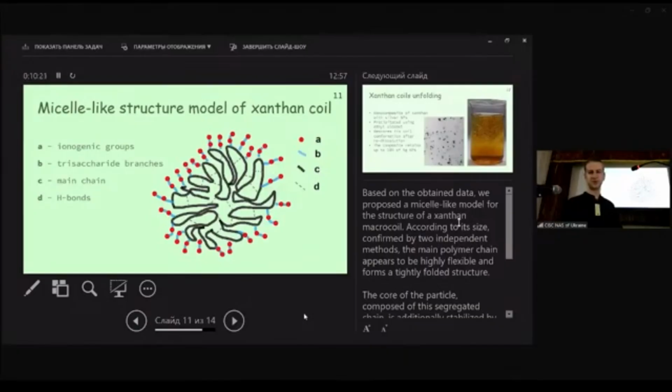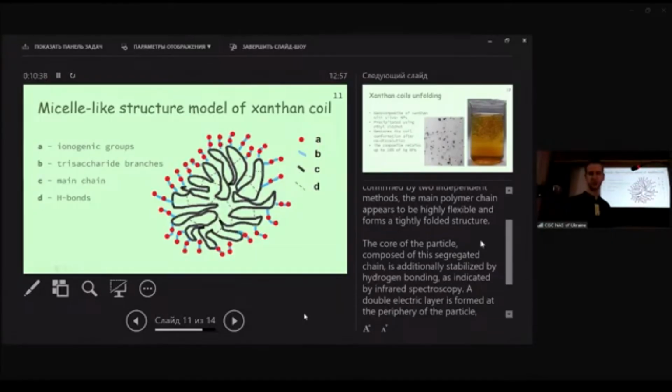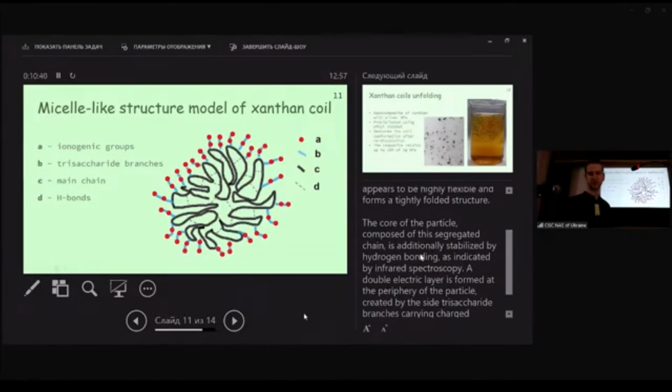Based on the obtained data, we propose a micelle-like model for the structure of a xanthan macrocoil. According to its size, confirmed by two independent methods, the main polymer chain appears to be highly flexible and forms a tightly folded structure. The core of the particle, composed of the segregated chain, is additionally stabilized by hydrogen bonding, as indicated by infrared spectroscopy.